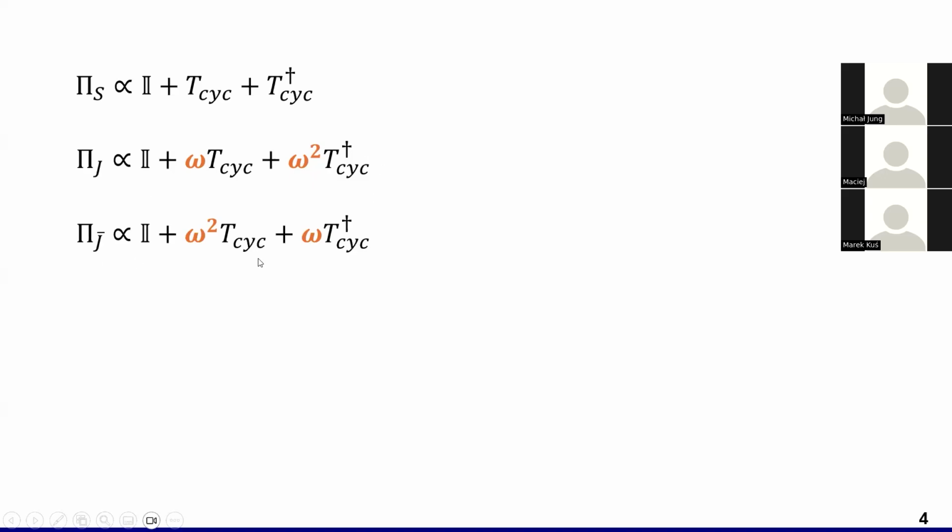And for the anti-chiral subspace, we have the same, but the two coefficients are interchanged, which means this is the complex conjugate of the first chiral subspace.